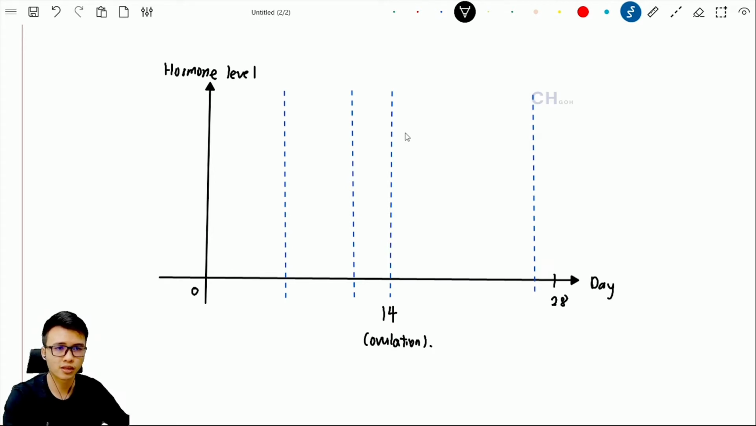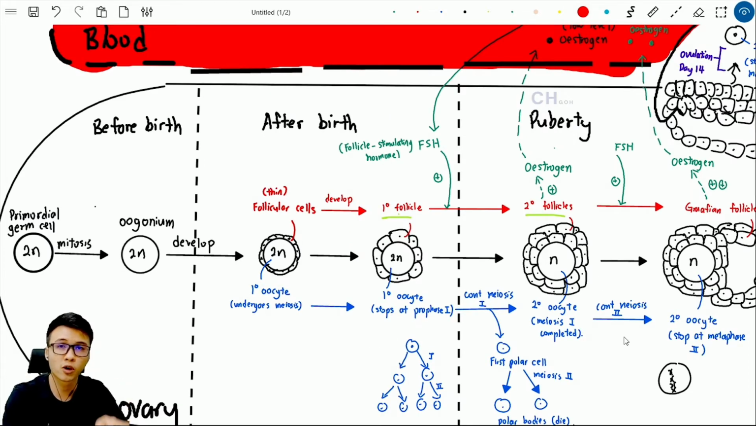Okay, that's it. Now we need to go back to our map in order to draw out the hormone graph. Okay, so let's go back to the map that we have drawn last week. Now, in this map, I have divided the oogenesis into 3 parts: before birth, after birth, and puberty. And when will your menstrual cycle happen? Puberty, right? That's why we are going to skip the before birth and after birth sections. Let's straight away start with puberty.